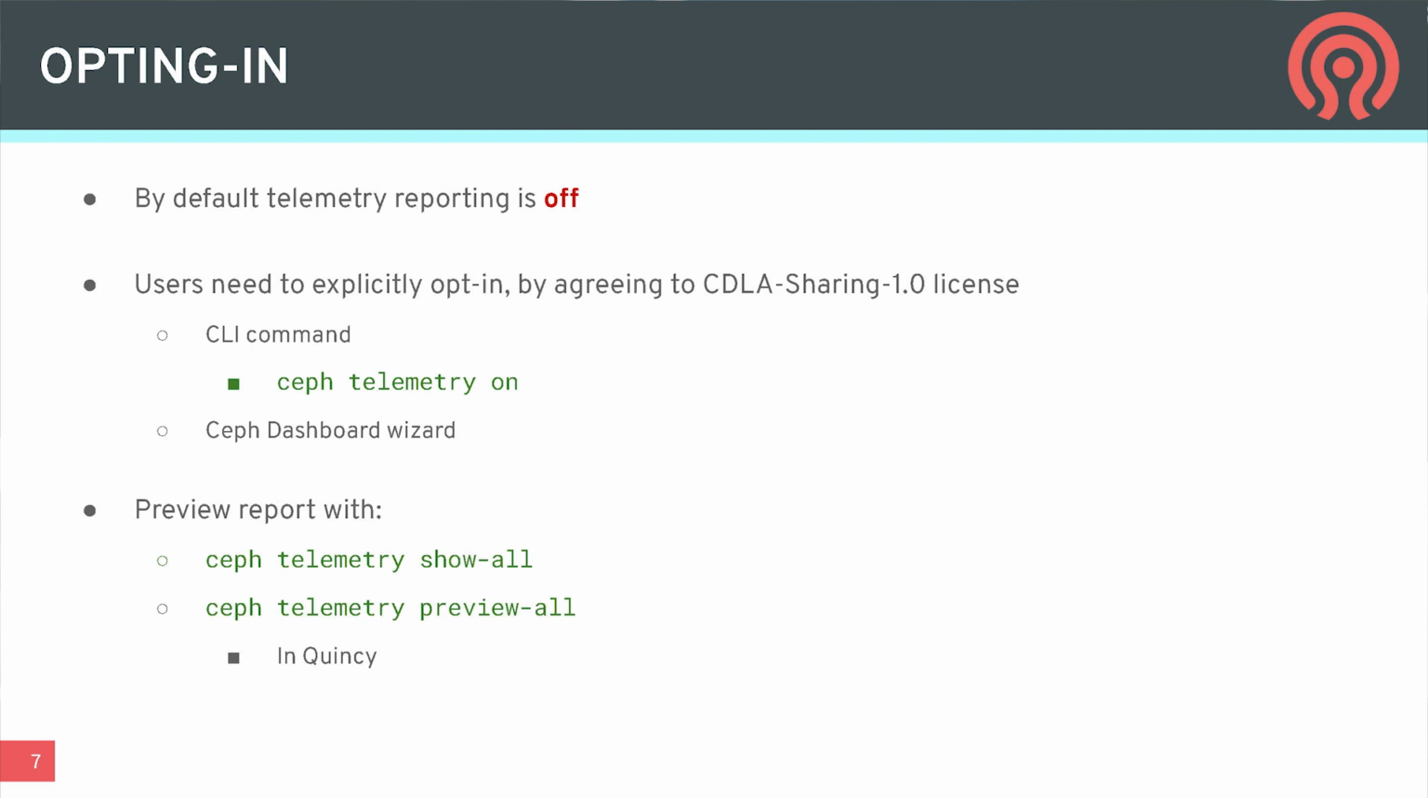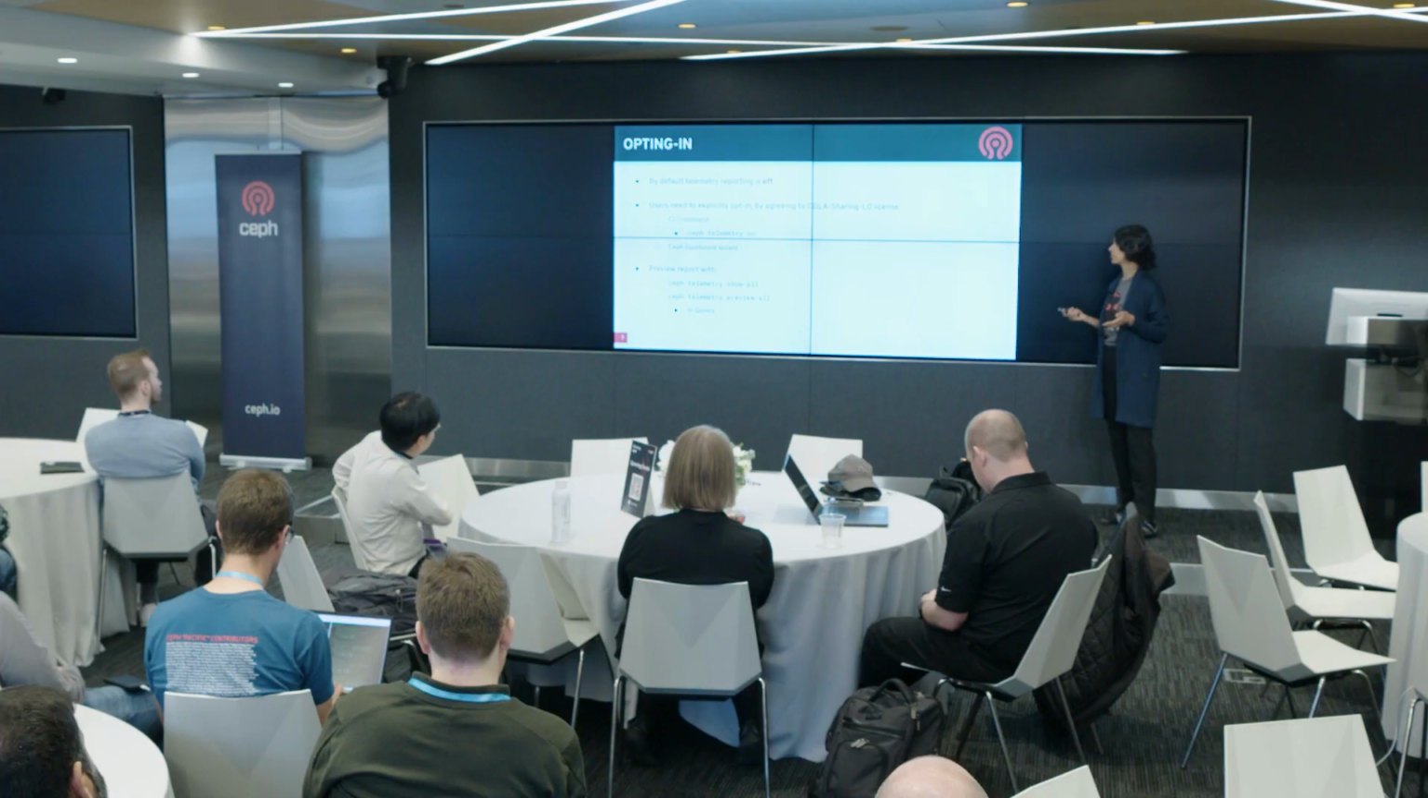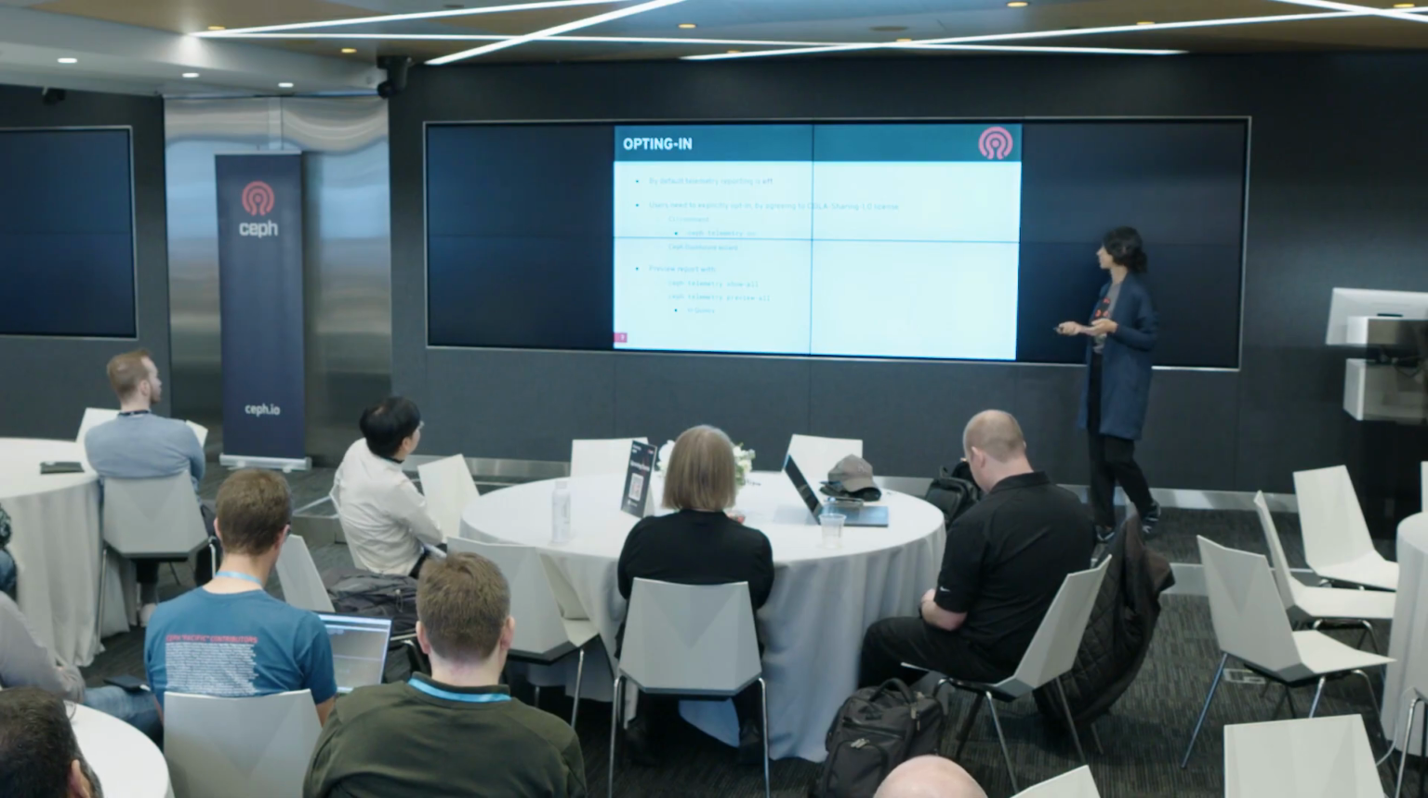Users need to explicitly opt in by agreeing to a CDLA license, and they can do it either with a CLI command, ceph telemetry on, or they can use the dashboard wizard to do so. Users can also see a preview of a telemetry report with ceph telemetry show-all or ceph telemetry preview-all since Quincy.